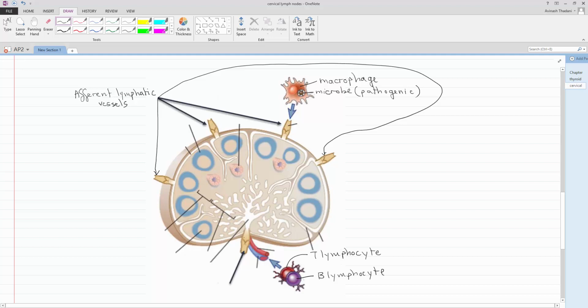So here's the lymph flowing in, and here's the lymph flowing out, right? So that's the direction of flow of lymph, coming in through the afferent lymphatic vessels and coming out through the efferent lymphatic vessels. So that's the efferent, oops, wrong blue, whatever, lymphatic vessel.